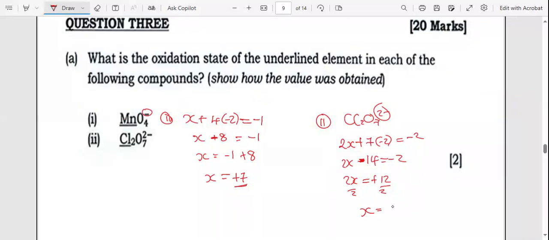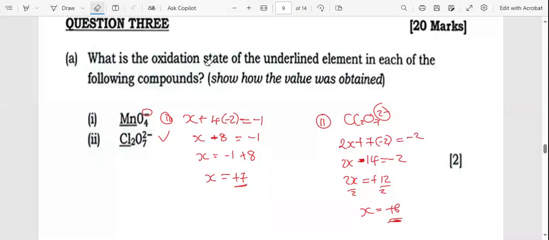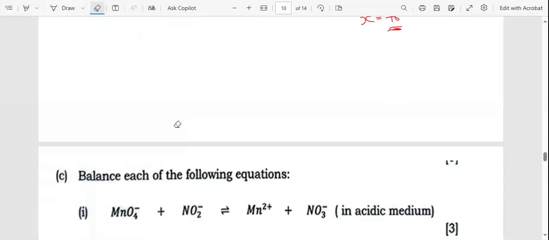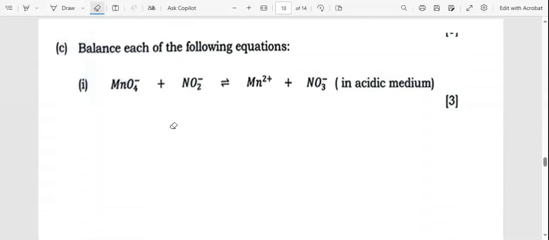So x is equal to what? Plus 6. So the oxidation state here is plus 6. That's how you should calculate this. Just mind where the atoms are coming from, their valences, and how you equate the charge of the overall compound.